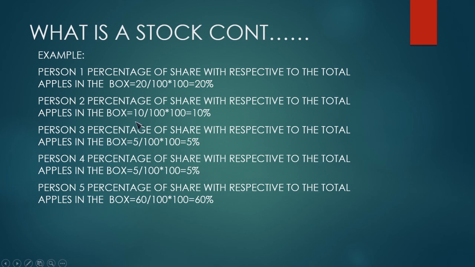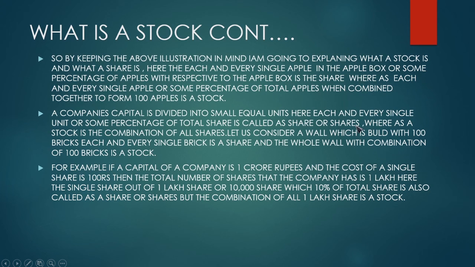See, here there are 100 apples. Out of this, even a single apple is a share, or some percentage, like this person has 20% out of 100 apples. This 20% is also a share. Either a single apple is a share or some percentage of the total apples is also a share. Like this 20% is a share, this 10% is a share, this 5% is also a share, another 5% is also a share, and this 60% is also a share. Not only that, even the single apple is a share.